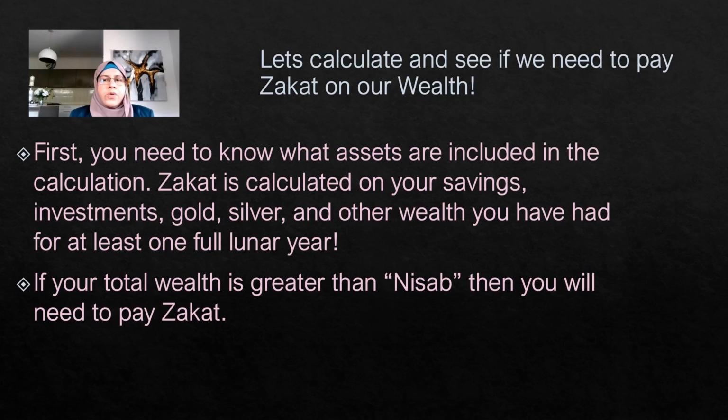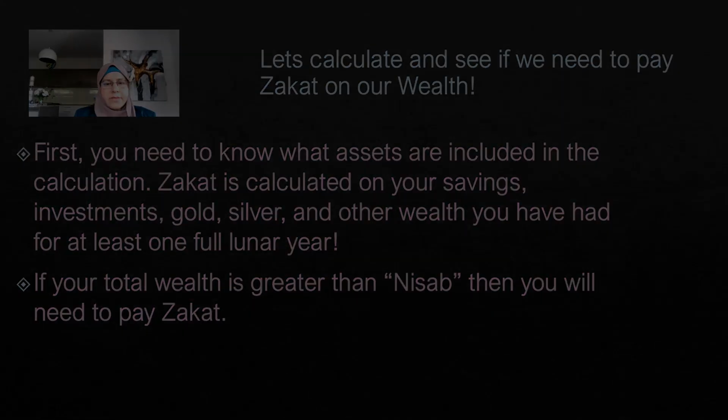Next, you need to know what assets are included in the calculation. Zakat is calculated on your savings, your cash at home or bank, any investments that you have, any shares that you have got, any gold or silver that you own, and any other wealth that you had for at least 1 full lunar year. If your total wealth is greater than Nisab, then you will need to pay zakat.